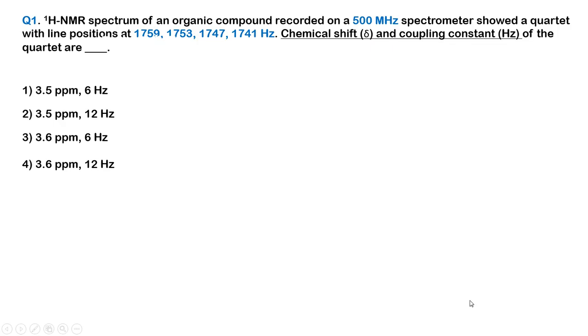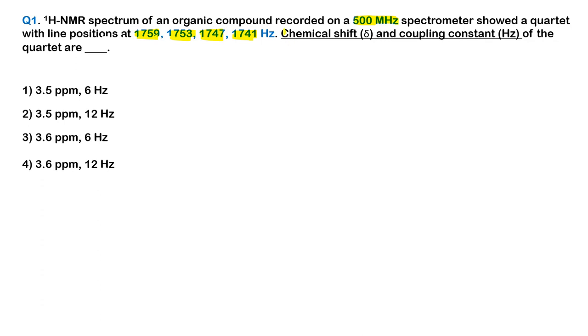In this video, we are going to discuss few problems on NMR. The first question is, the 1H NMR spectrum of an organic compound recorded on a 500 MHz spectrometer. It showed a quartet with the line positions at 1759, 1753, 1747 and 1741. These are the four lines for the particular quartet. And based on this data, there are two questions.